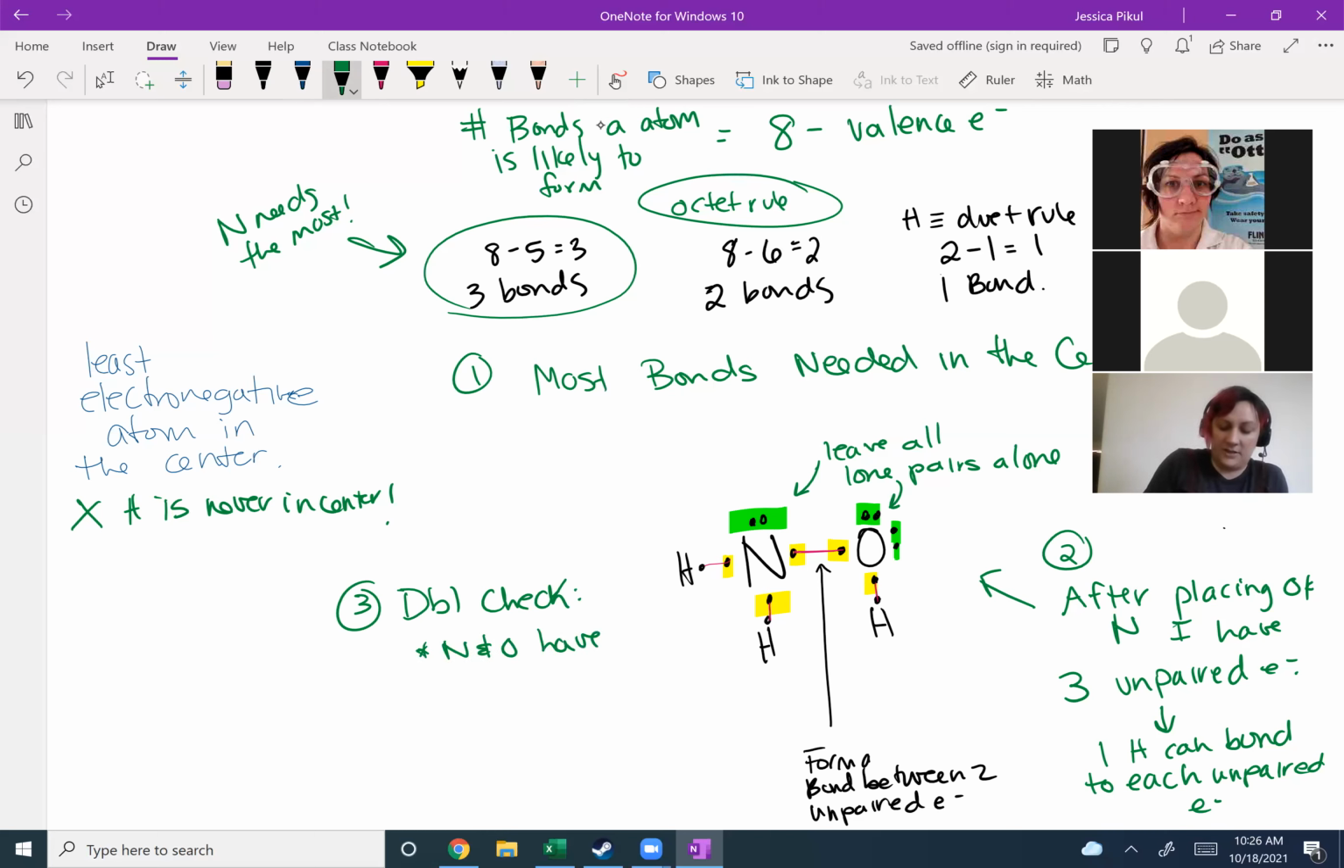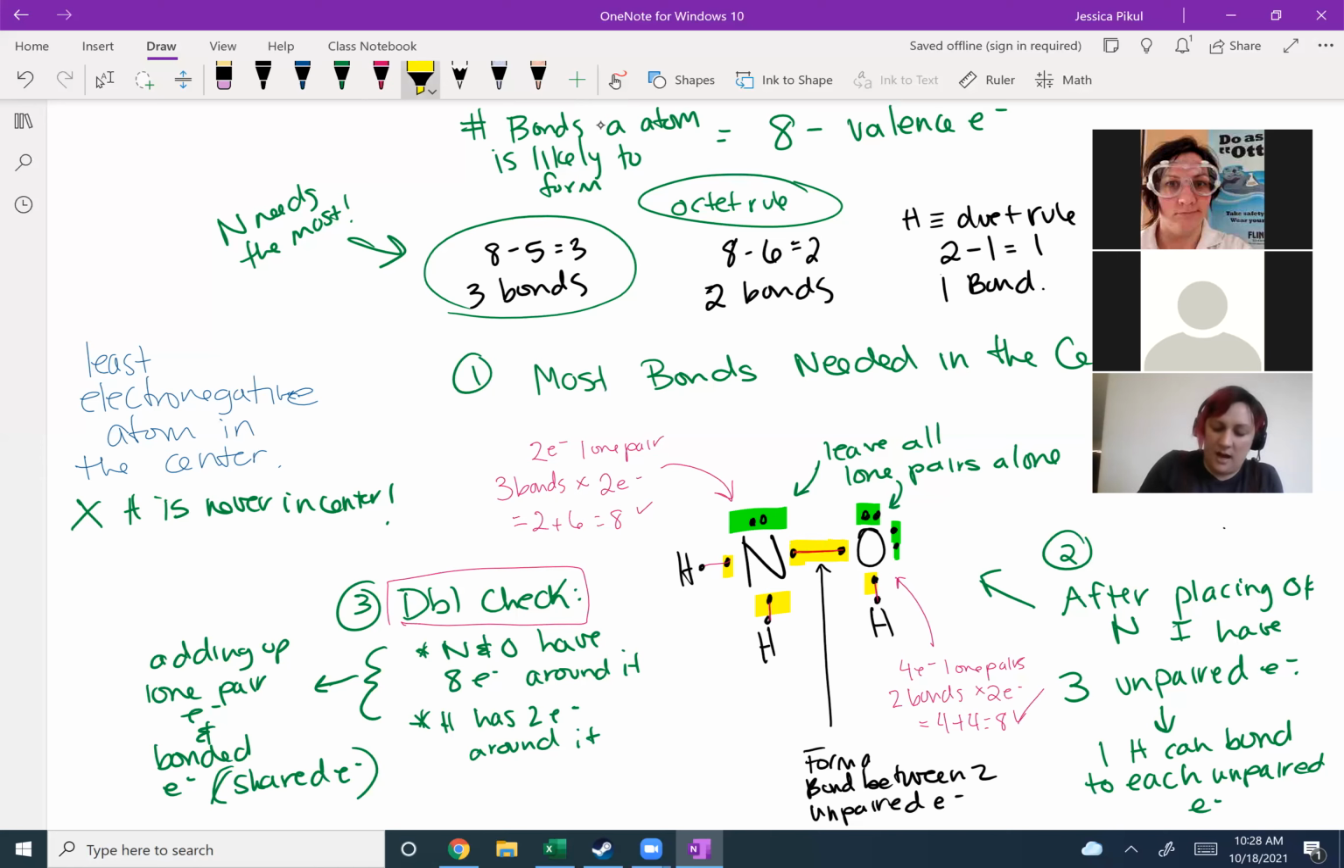Double check. So my double check here is in pink. Note that when I did that, this bond between the oxygen and the nitrogen, I counted those electrons when I was assessing if the nitrogen had 8 around it, and then I counted them again when I was assessing if the oxygen had 8 around it. Instead of thinking of the whole molecule, I'm going to laser focus in on one atom and look at everything that's around it. And then when I look at the one next to it, I'll look at everything around it, even the ones that were shared with the one I previously counted.